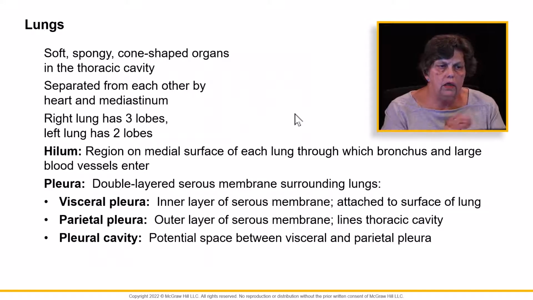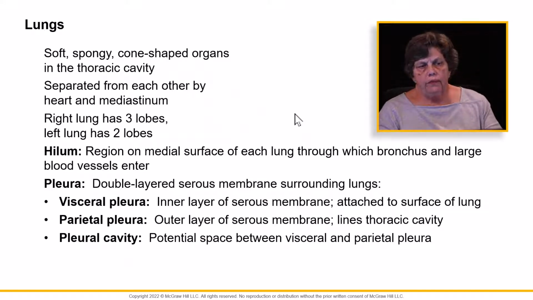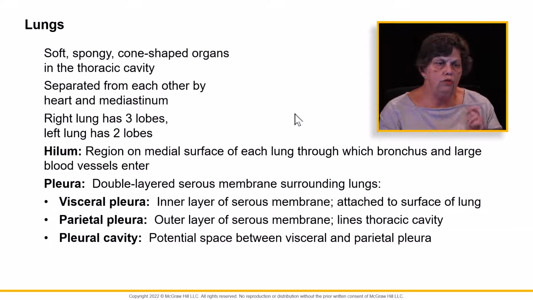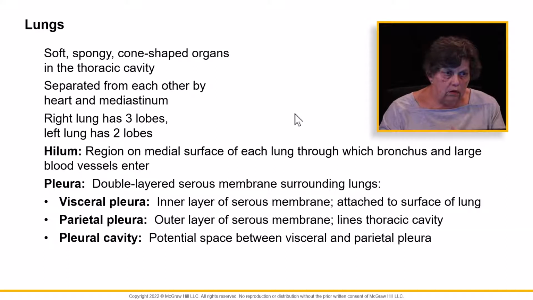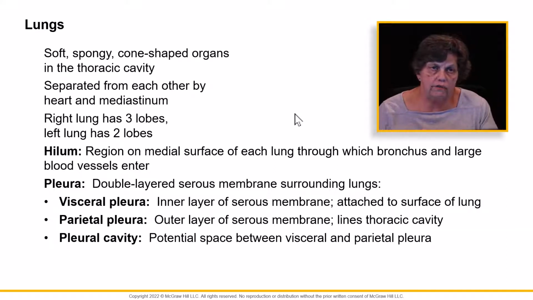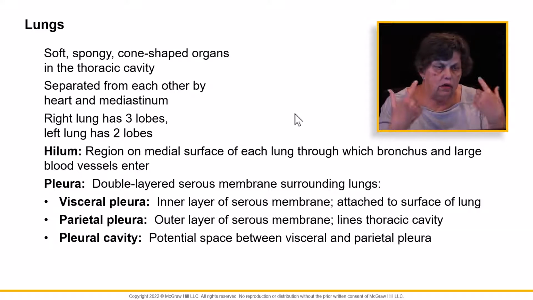All right, so the lungs are very spongy. The right lung has 3 lobes, the left lung has 2. We've got to have room for the heart. If you're talking about a cat or a pig, there are 7 lobes. Just FYI, there is superior, middle, inferior, and a mediastinal lobe under the heart.